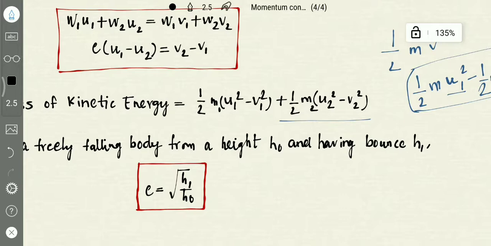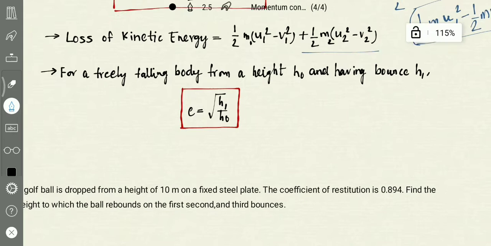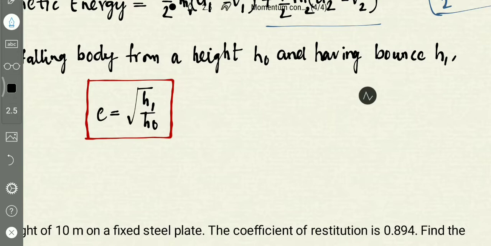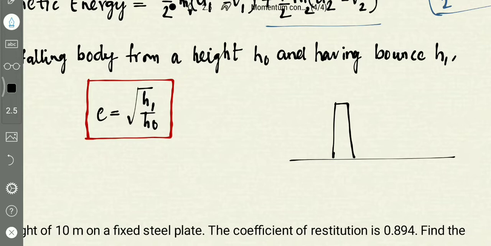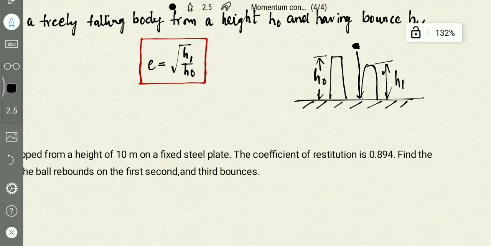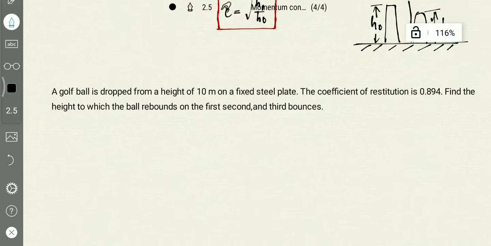And there is one more important formula. For a freely falling body from a height h0 that bounces to a height h1, E is equal to... Let us say there is a tower from which a body is dropped, and this height is h0, and it rebounds to a height h1. Then the coefficient of restitution between this body and the surface is equal to under root h1 by h0. The derivation is not required, as GATE is based on answers and not the derivations.